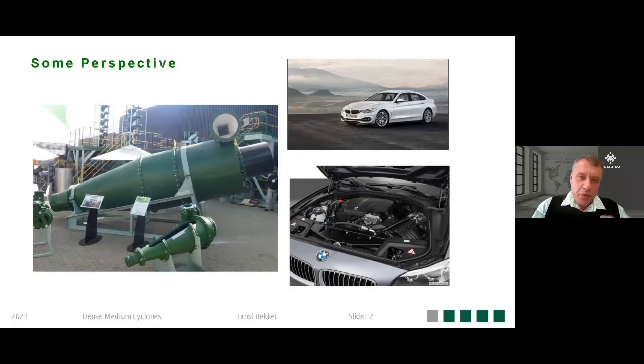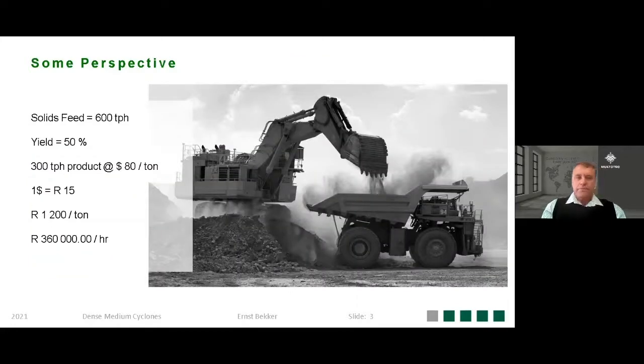I sometimes get asked the question, why is the cyclone, the large diameter unit that you see on the picture on the left-hand side, a similar price to a BMW 320i, which is shown on the picture top right? Because the client can see why he's paying that amount of money when you buy the car. When he looks at the engine, he looks at the technology, and he can associate with that. So the answer is as follows.